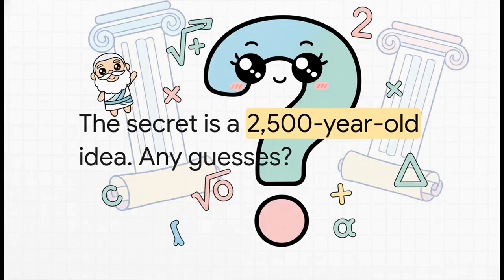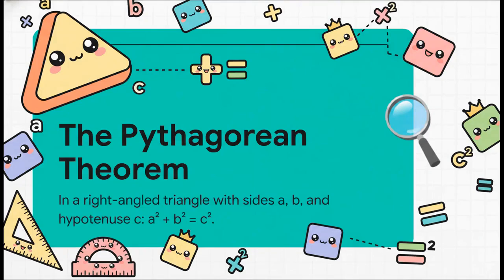Well, the solution doesn't come from some super complex modern piece of math. Nope. It comes from an idea that's been around for over 2,500 years. Any guesses what it might be? That's right. It's our old friend, the Pythagorean theorem. You definitely remember this from school. A squared plus b squared equals c squared.